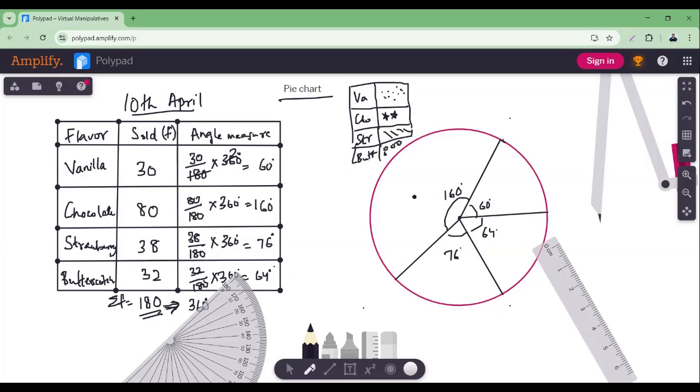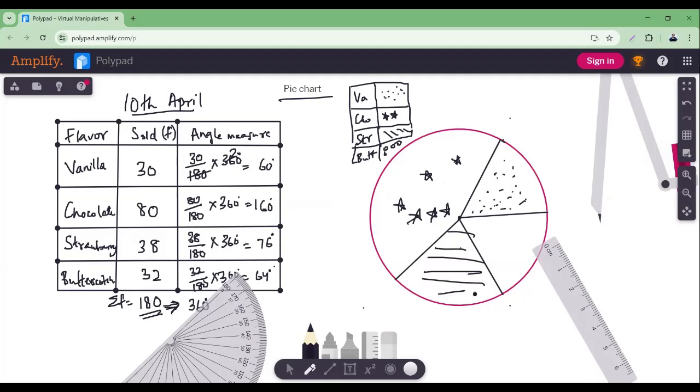So now what you're going to do is vanilla is here, isn't it? So you're going to put dot, dot, dot, dot, dot, dot, dot, right? And of course, these degrees were not required. I had written them for your reference. So dot, dot, dot for the entire vanilla. And then star, star, star. I'm not drawing the entire thing. So star, star, star for the chocolate. Any patterns that you can think of. Strawberry, you can say these are lines. This is strawberry. And butterscotch is like this.